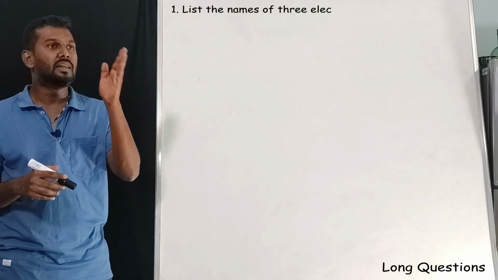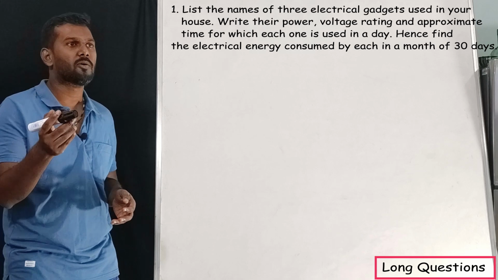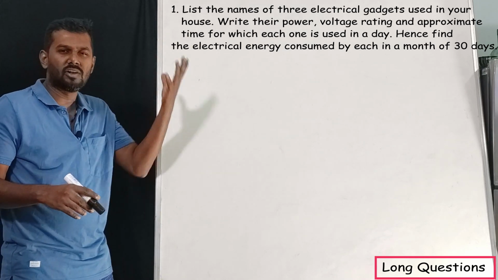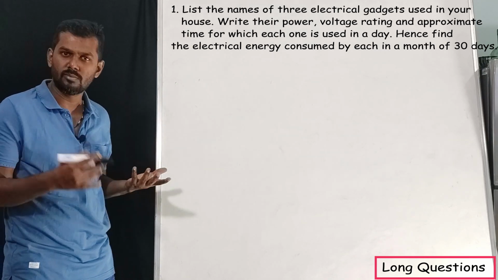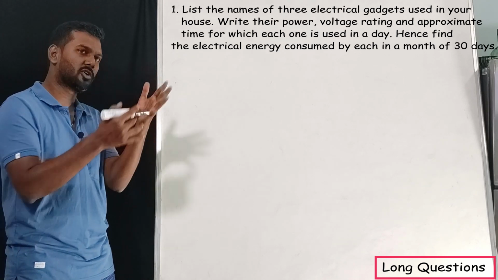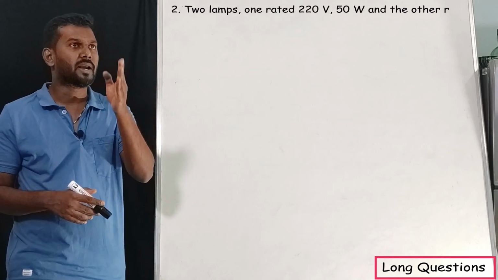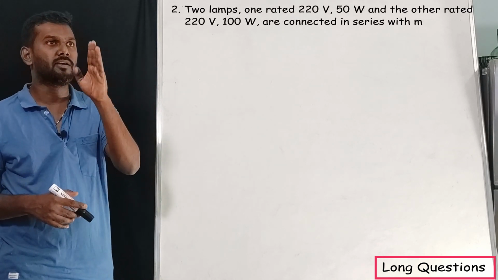Our next question, list the names of 3 electrical gadgets used in your house. Write their power, voltage, all those things. These kind of questions will not be asked in board exams. So we are not going to discuss this one, but for your reference you can calculate and get the answer for this question.